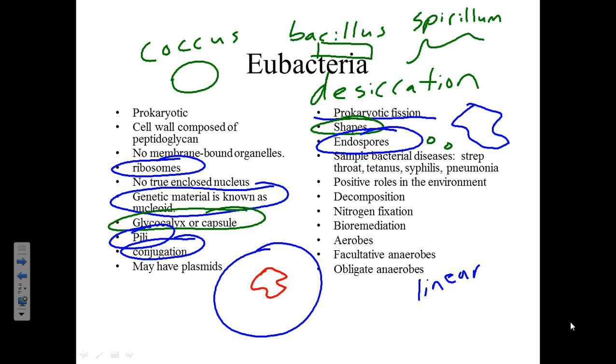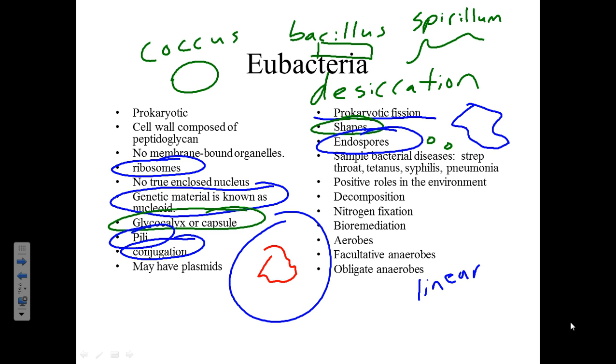When the environment starts to go really, really bad, it'll build a thick protective coat just around its chromosome. What happens to the rest of the cell? It dies. That structure is called an endospore. So it's essentially the chromosome with a highly thick protective coat around it. When the environment gets better, what happens to that coat? It dissolves, and then the chromosome will give rise to a new cell.